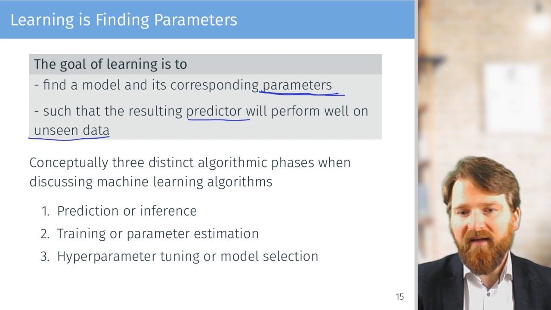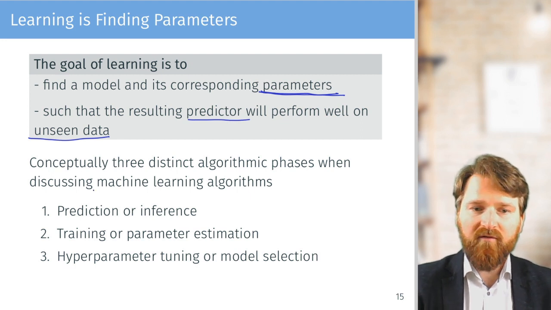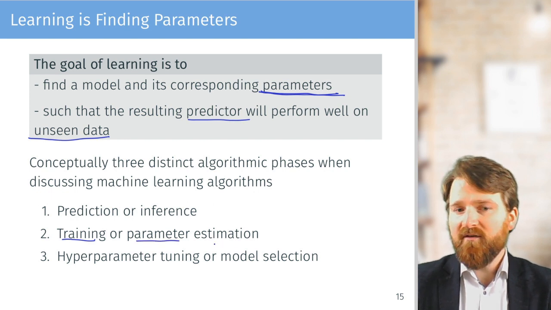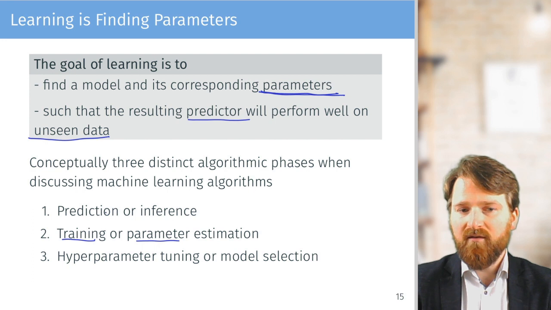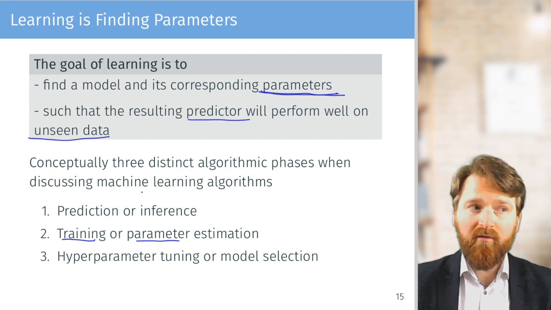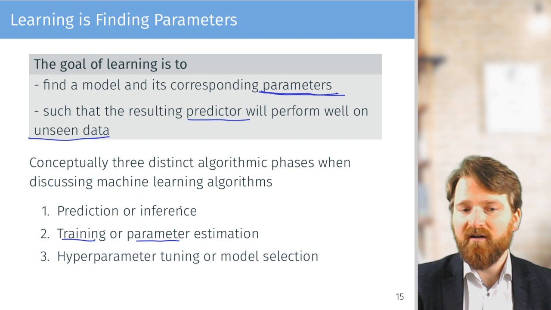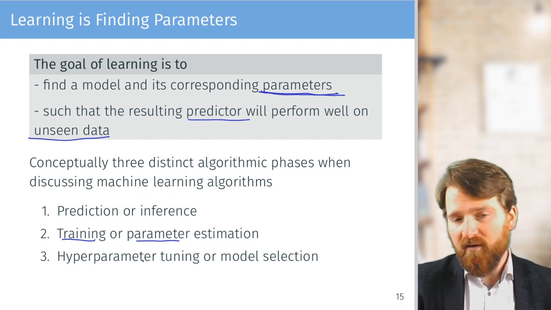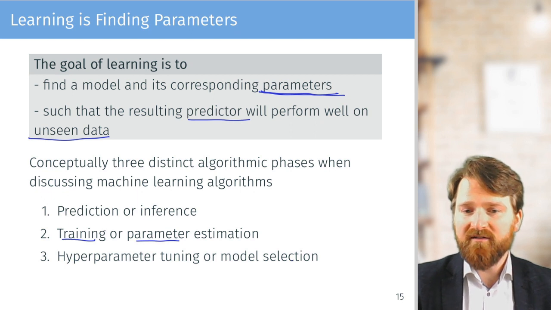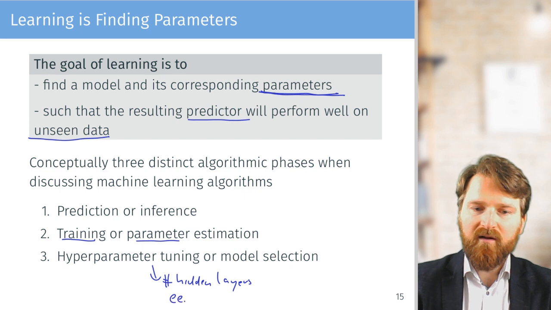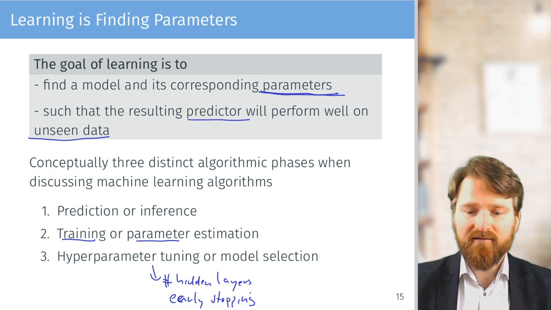Conceptually, there are 3 phases when we discuss machine learning algorithms. So far we were talking about training or parameter estimation. There is another one. When we have the trained model, we want to do something called prediction or inference, which means in real time, we already have learned something. The model is capable of doing prediction on unseen data, and this is what we call prediction or inference. And there's another part, which we also talked about a little bit, the hyperparameter tuning or model selection. So for example, this could be the number of hidden layers or early stopping while learning. So these are 3 different phases.